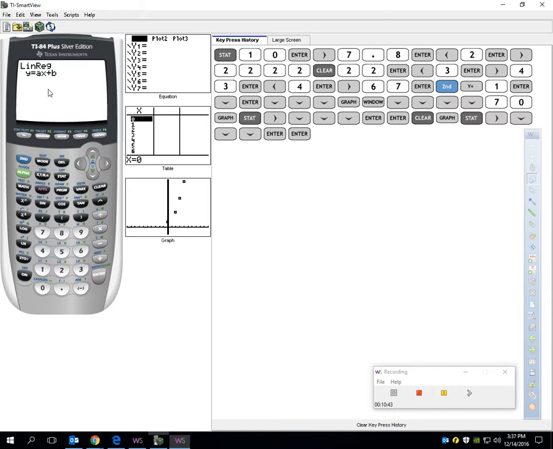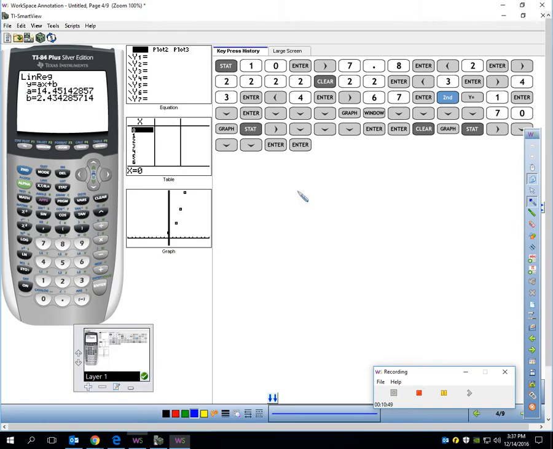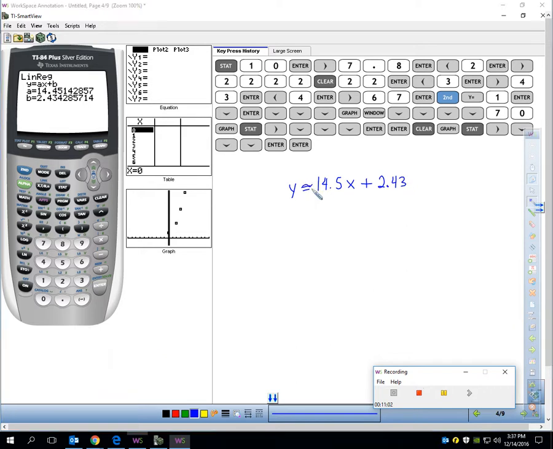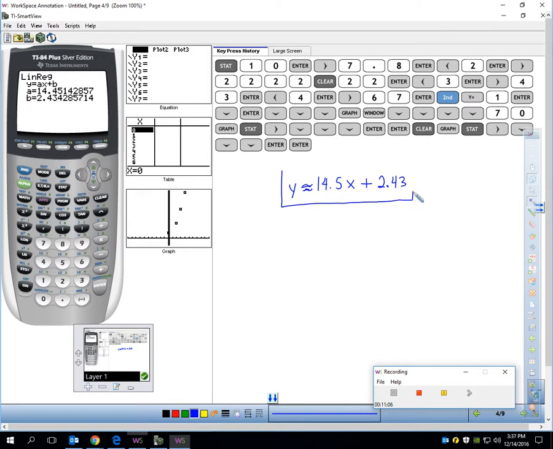There's the line of best fit. Let me write this line of best fit on this slide. It's about y equals, we're going to estimate it to 14.5x plus 2.43, and I should put about equals. It's not exactly. I'm going to put the wavy equal. That's about my equation for my line of best fit. So let's remember that equation, type it in our calculator, and we'll draw the line of best fit.